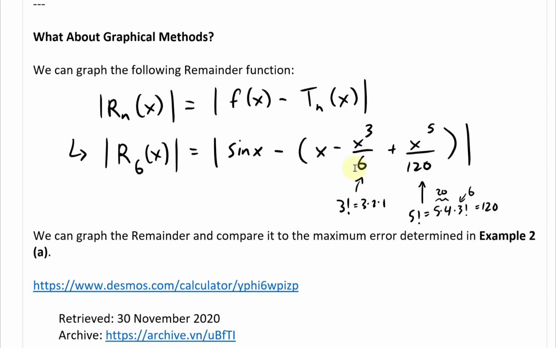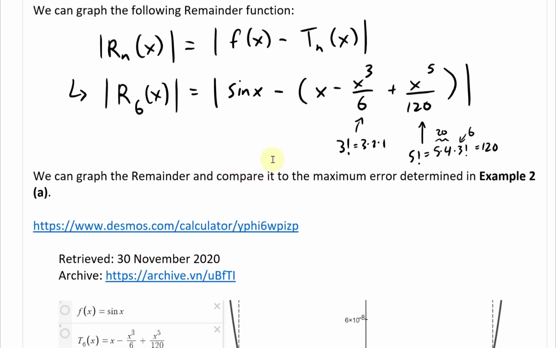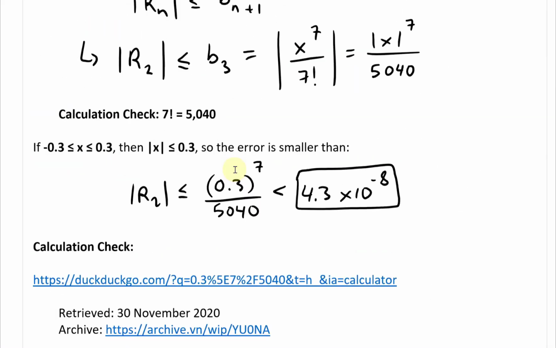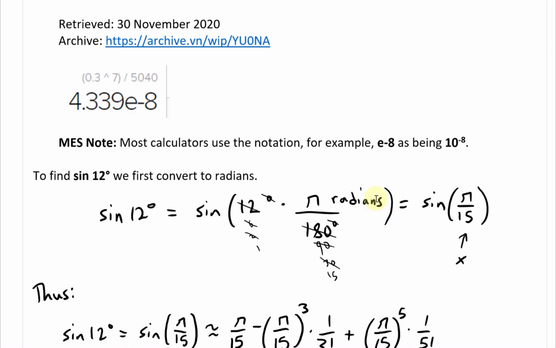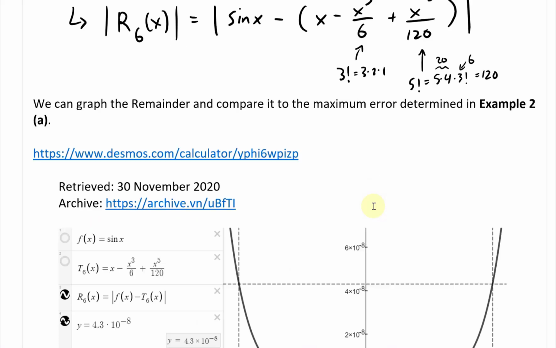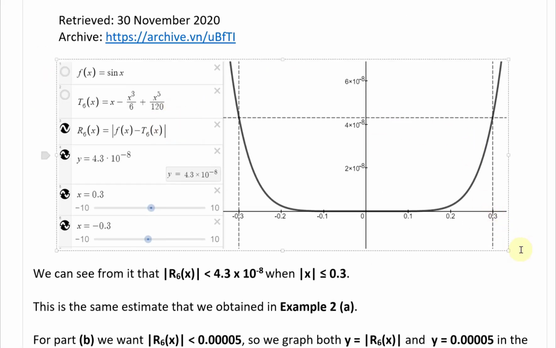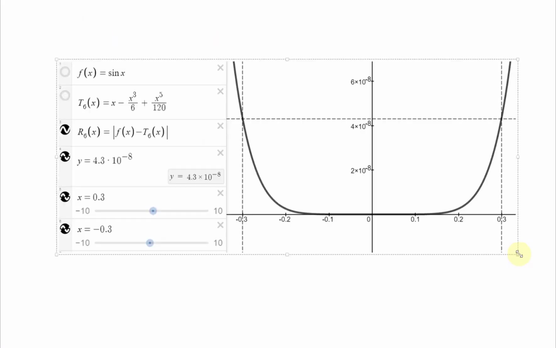Alright, so now let's just graph this out. We can graph the remainder and compare it to the maximum error determined in example 2a, which was 4.3 times 10 to the power of negative 8. So this was the maximum error in example 2a. So here's the Desmos calculator.